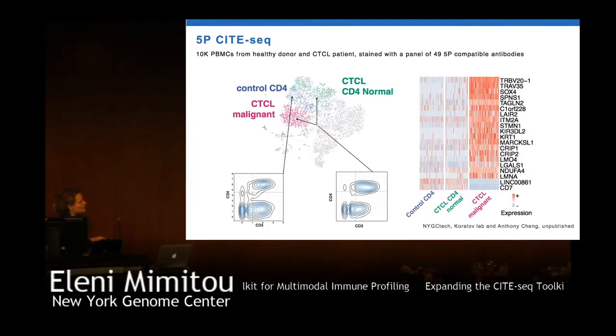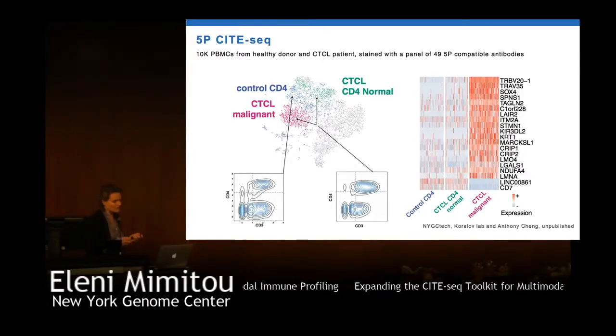This is just a small example of how we can, by merging these 3 features, clonotype, surface protein with CITE-seq, and transcriptional readout, achieve a much deeper characterization of heterogeneous cell populations.